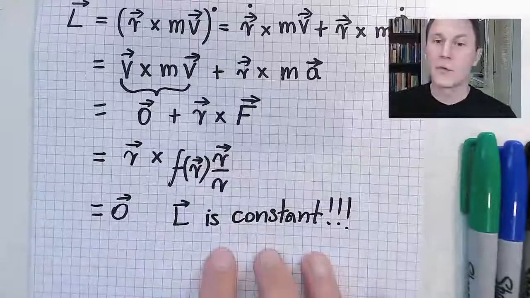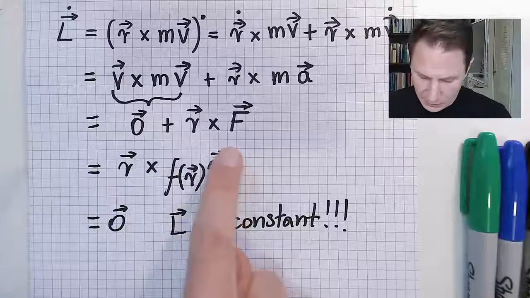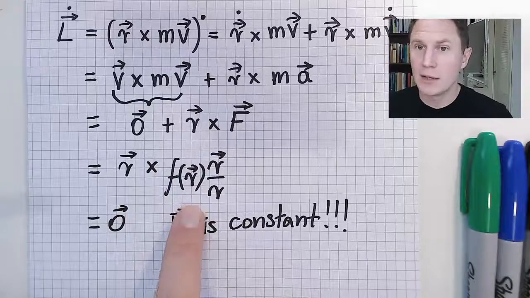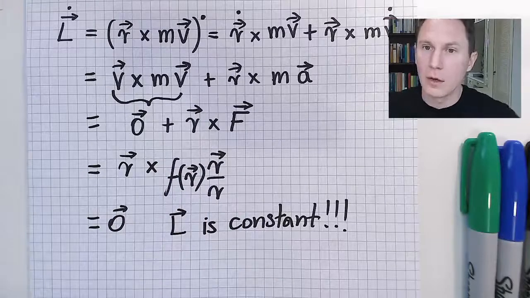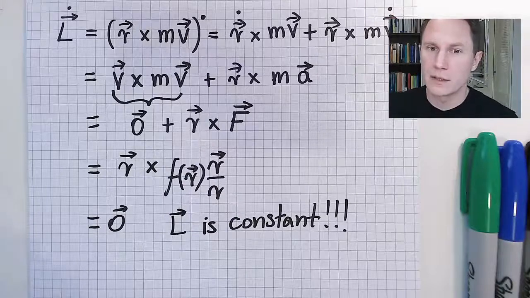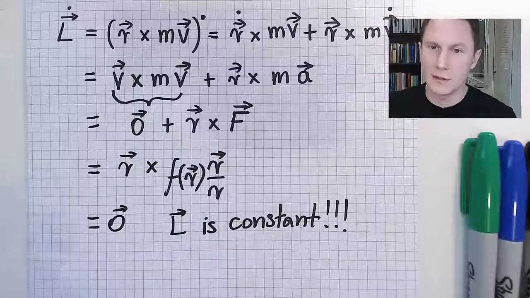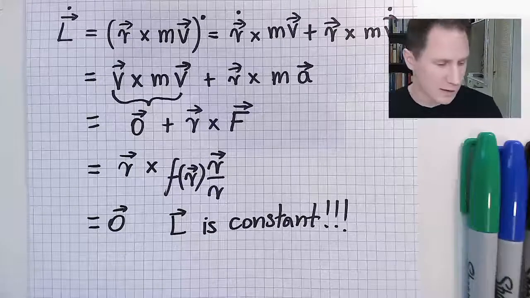Okay, so this is the conservation of angular momentum, and we did not assume that we have the inverse square law. We assumed a general central force, a general form for the force that was just pointing in the same direction towards the center, but we didn't say what the magnitude of this force was.